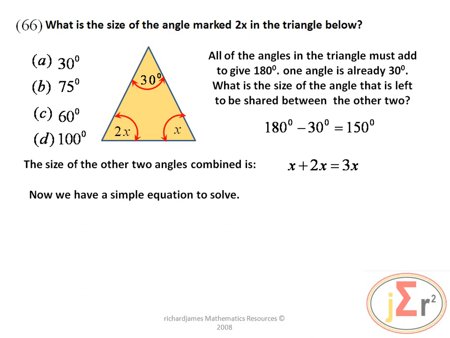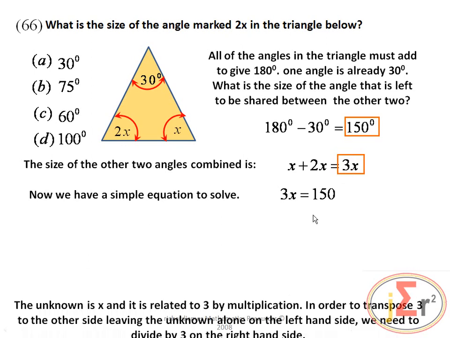Now we have a simple equation to solve. What is that simple equation? The sum of the angles is 3x, and of course those two angles, x and 2x, are the angles that remain when we subtract 30 from 180. So we have now 150 degrees right here, which represents the total angles that remain. And of course, the total angle that remains is what? 3x. So 3x is equal to 150.